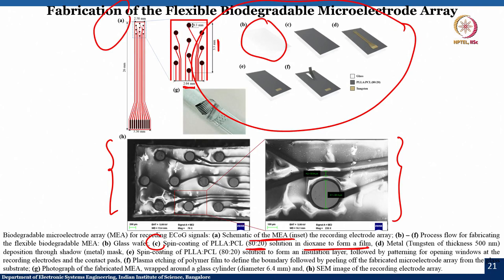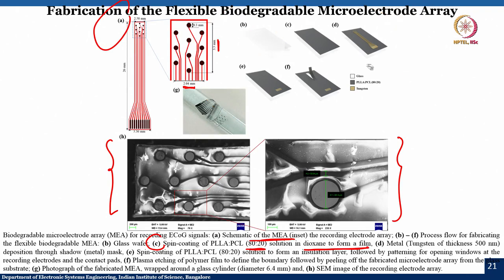The next one, which is D. B is done, and C is also done. So let us just write down here. Next one is D. In D, what do we do? In D, we have metal tungsten of thickness 500 nanometer deposited through a shadow mask, metal mask. Why? Because we do not have to do the lithography if tungsten can be deposited onto substrates like glass, like silicon, it can be anything.